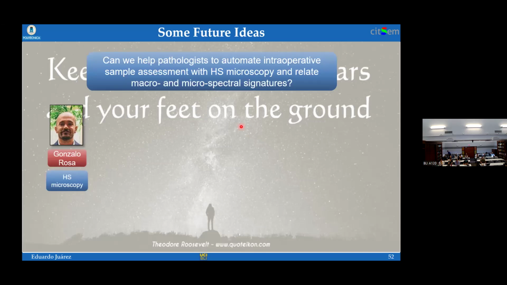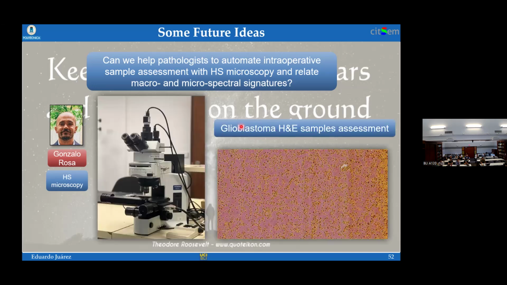Third, with Gonzalo, we are working on hyperspectral microscopy. Can we help pathologists to automate the intraoperative sample assessment with a hyperspectral microscope? Typically, this intraoperative sample assessment for the pathology department takes 45 minutes. So the biopsy we get does not immediately tell us what type of tumor we have. It takes almost 1 hour to get the result. These types of operations are long, they take probably 5-6 hours, even more. Wow, it's a lot. So can we automate that and put these kinds of tools in the loop at the operating room? For that, a microscope has been adapted with a hyperspectral camera, and we are working with the pathologists at the university hospital to assess glioblastoma with the samples they provide.